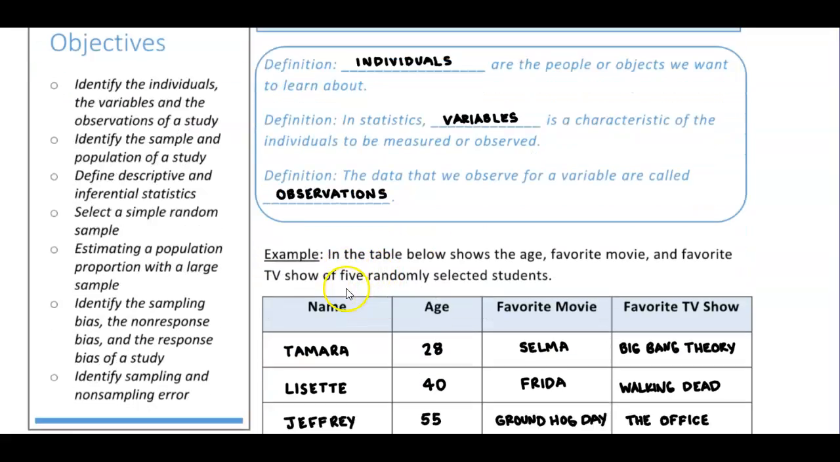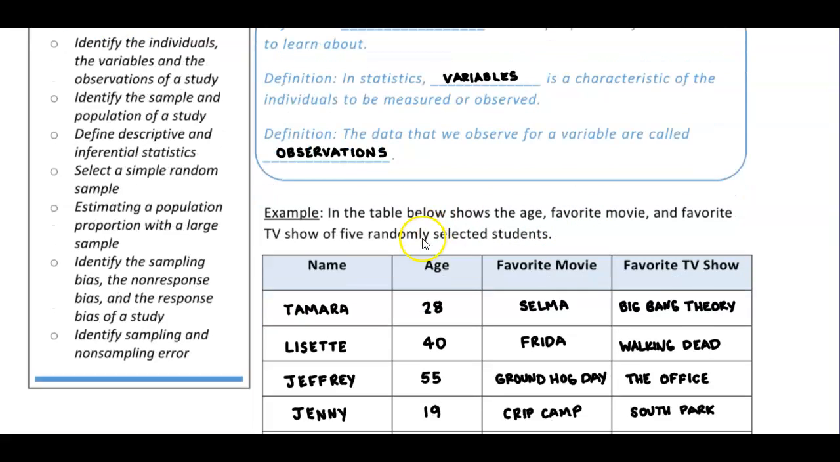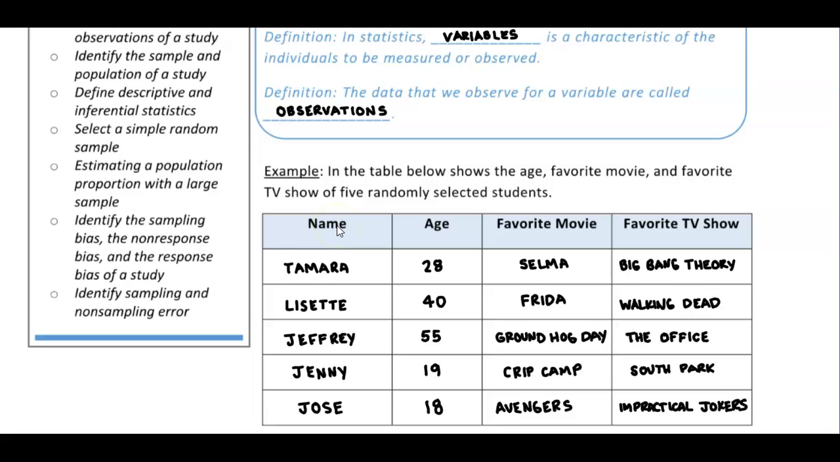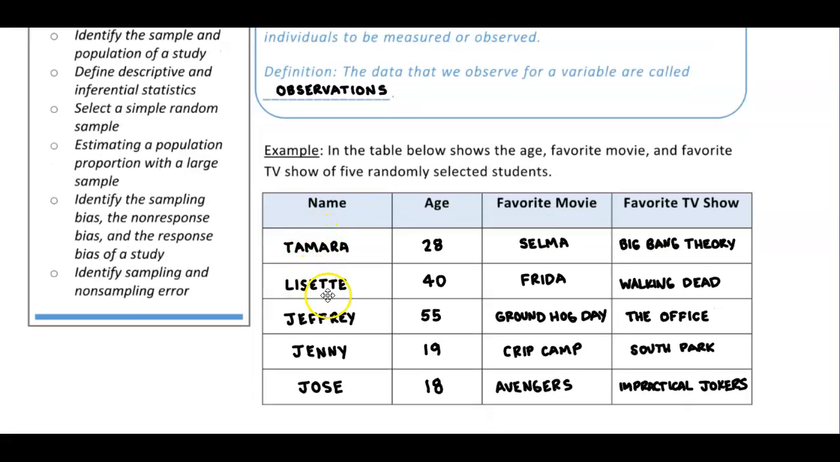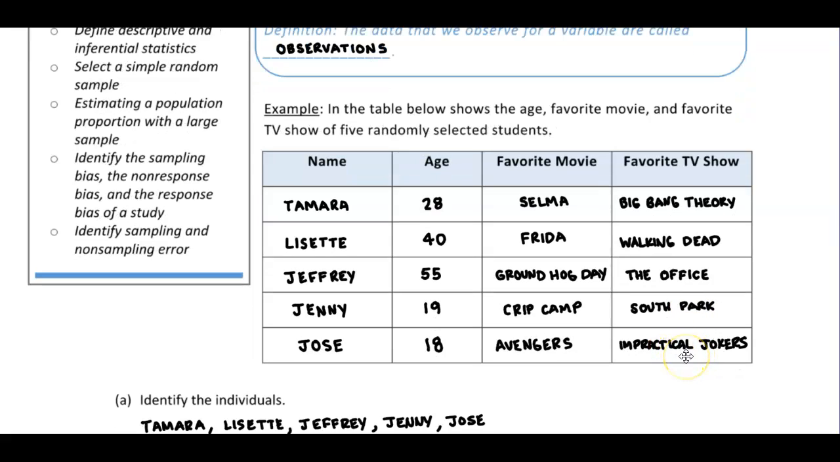In this first example, the table below shows the age, favorite movie, and favorite TV show of 5 randomly selected students. The first column is the name: Tamara, Lisette, Jeffrey, Jenny, and Jose. Then the age column: 28, 40, 55, 19, 18. Favorite movie: Selma, Frida, Groundhog Day, Crip Camp, Avengers. Favorite TV show: Big Bang Theory, Walking Dead, The Office, South Park, and Impractical Jokers.